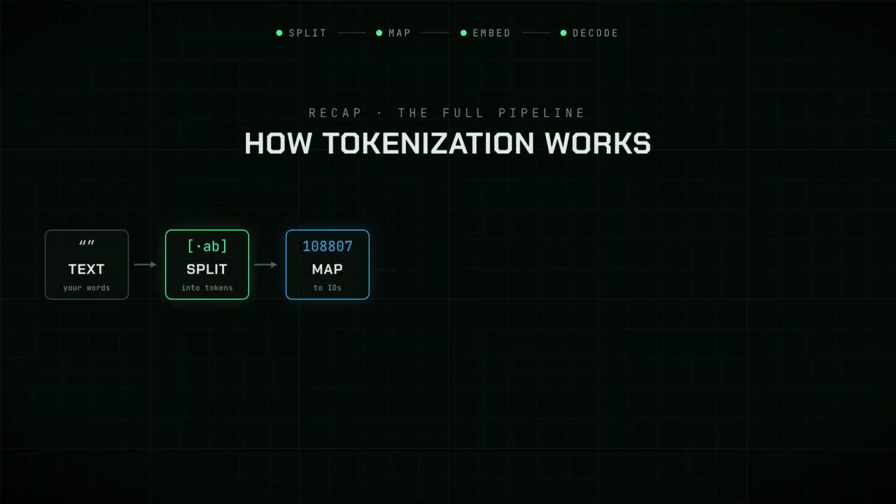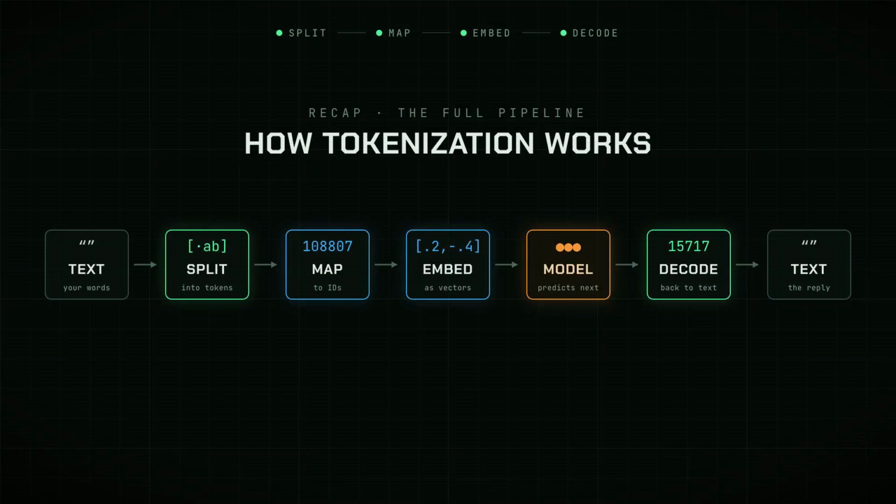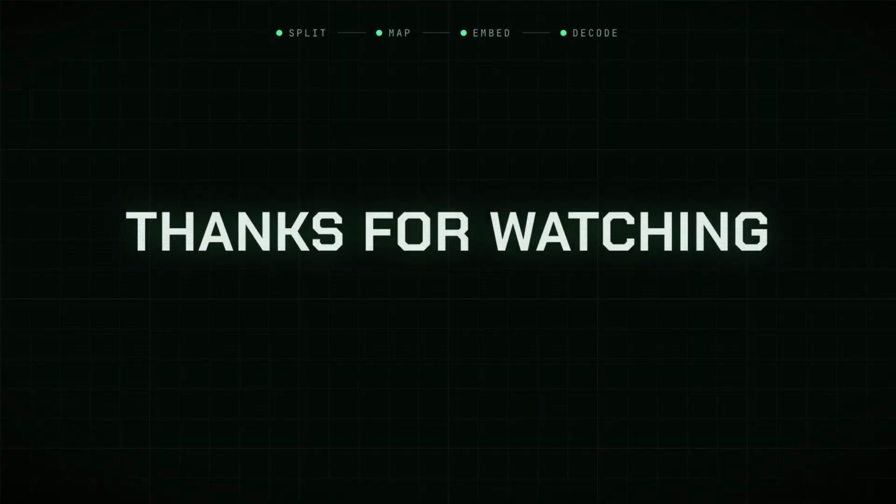Split your text into chunks, map each chunk to a number, embed it as a vector, then decode the answer back, one token at a time. Letters in, tokens out. Next time an AI miscounts your R's, you will know exactly why.